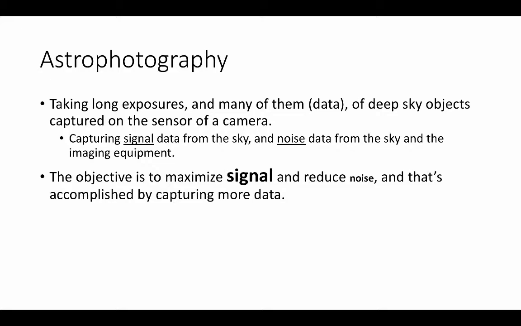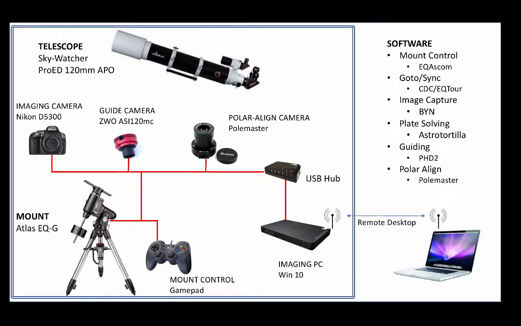Okay, so the equipment that we use. Here's a diagram of my equipment, and the two key components are the telescope up here at the top and the equatorial mount, the Atlas EQG, down here on the bottom left. If I were to just use the telescope to observe the stars, planets, and moon, I would only be using the telescope and the mount. I'd have a controller for the mount. Actually, that's what this picture is here. And I'd put eyepieces into the telescope, and visually you could look at objects in the night sky.